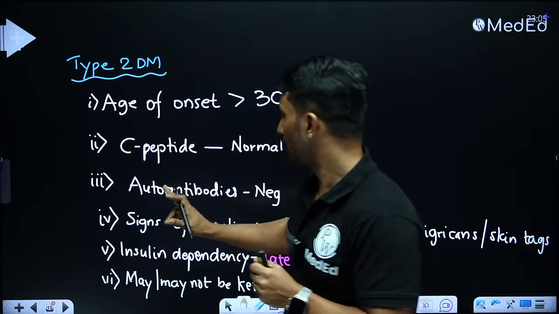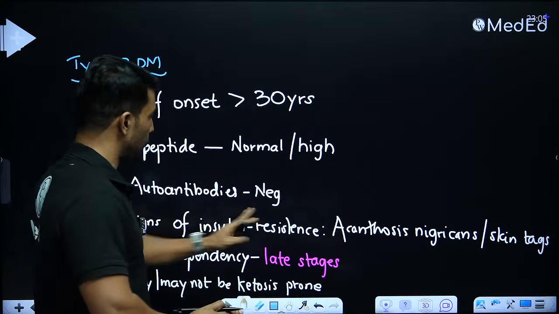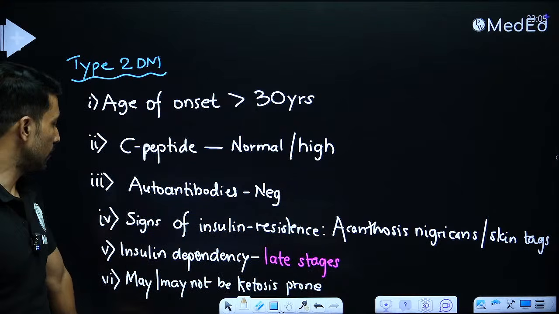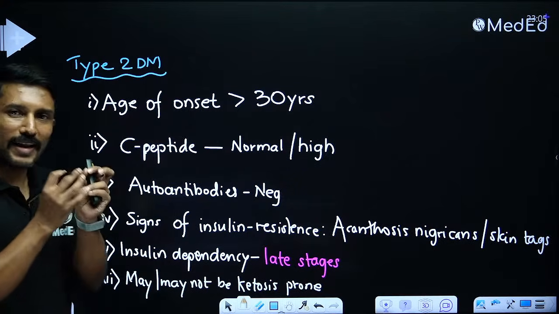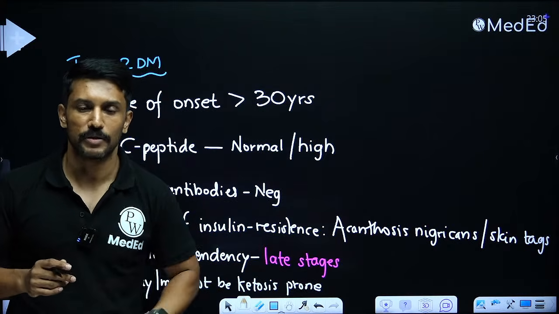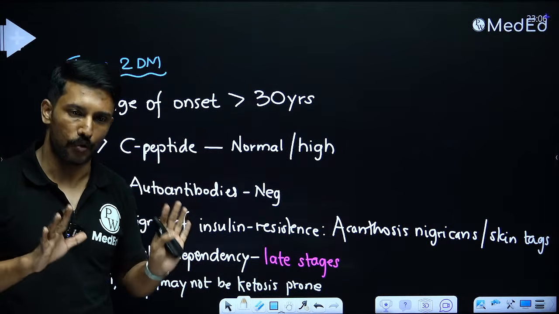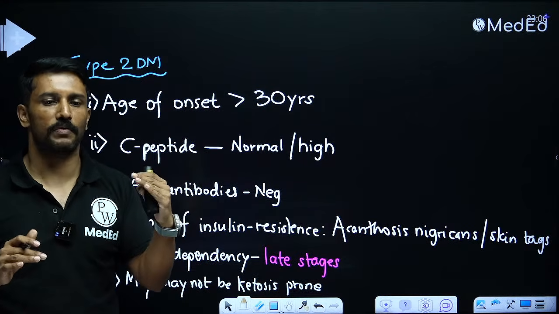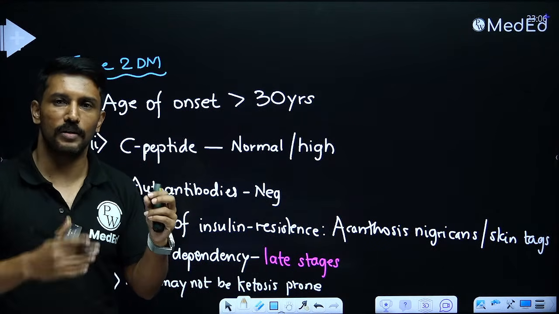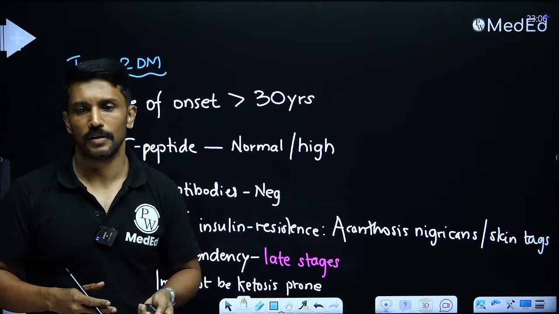Type 1 will not have the signs of insulin resistance. Type 2 can have the signs of insulin resistance. Type 1, right on the day of diagnosis, I need to prescribe insulin to the patient. Type 2, if I can manage without insulin, good. Only when I reach a point where other drugs are not able to get the glucose under control, then I get to the insulin, right?